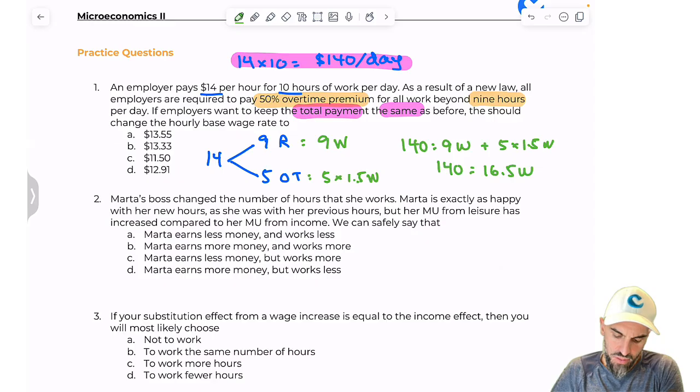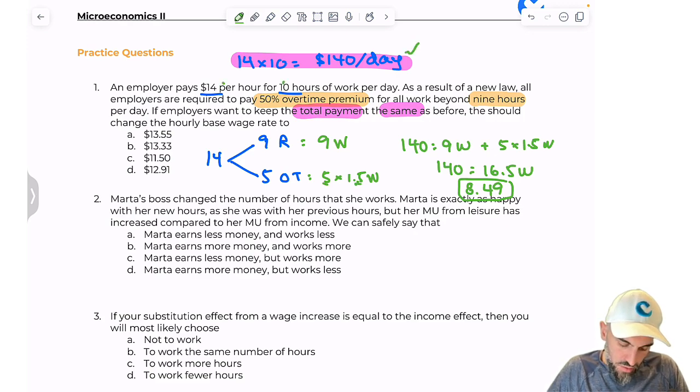No, that doesn't make sense. Does it? $8.49 is what I got. I don't see it there, but it could just mean that there's a mistake in the answers. Let me just look over the question. So 14 times 10, 140, no doubt there. 50% premium above 9 hours. Yeah, okay, so that's 7.5 plus 9 is 16.5. Okay, so the answer is 8.49.